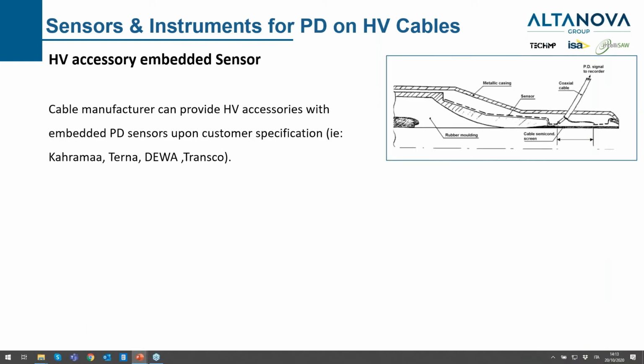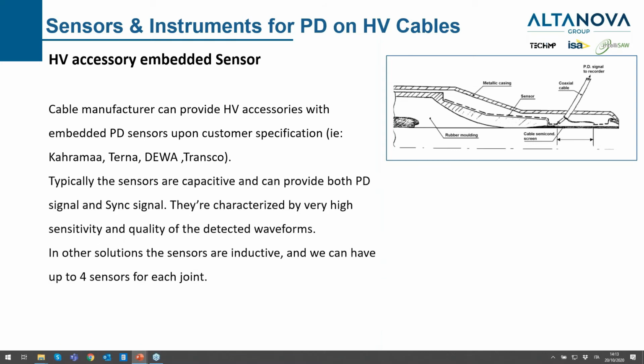Some cable manufacturers can provide the accessories with the embedded PD sensor. That's normally happening upon final customer specification, especially in the Gulf area. This is quite popular. Also in Terna, some of the 400 kV voltage connections have embedded PD sensors for detection. Typically, these sensors are capacitive, so they can provide to the testing engineer both PD signals and a synchronization signal.